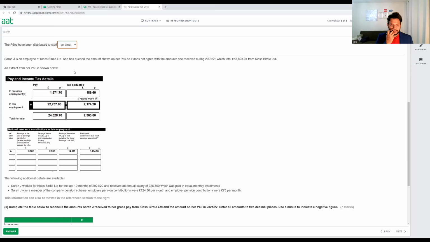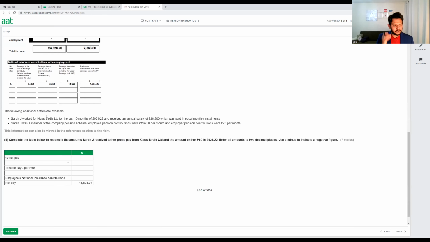All right, so it says the amount showing on the P60 does not agree with the amount she received in 2021, which is 18,000 from the K Limited. Okay, let's have a look. So it says the following additional details are available. Sarah worked for K Limited for less than 10 months in 21-22, received an annual salary of 28,000, which was paid in equal monthly installments. Sarah was a member of the company pension scheme. Employee pension contribution was 124 per month, and employer contribution 75.